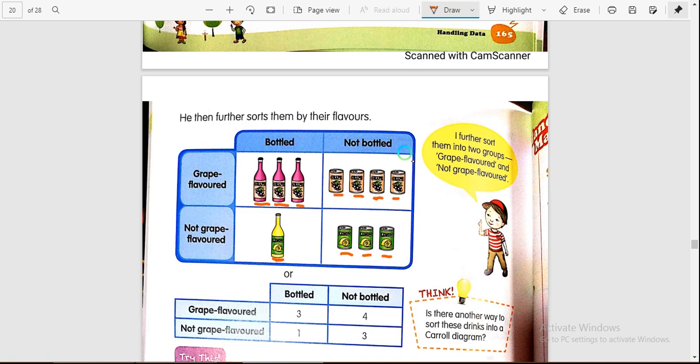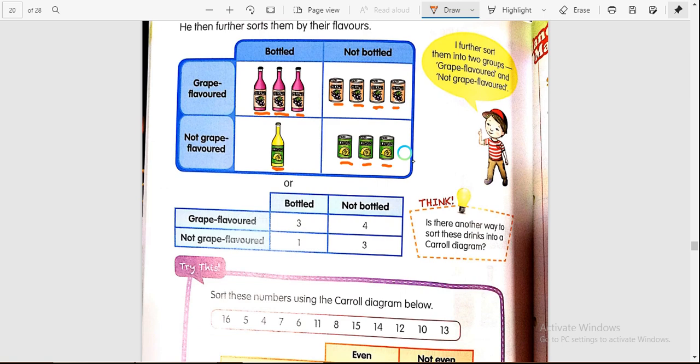Okay, so we will draw a table like this, and we will write bottled, not bottled, grape flavored, not grape flavored.